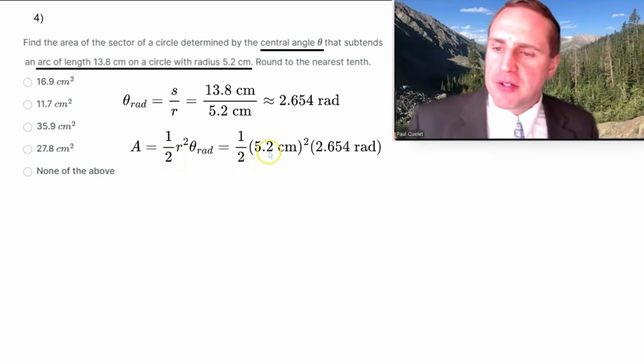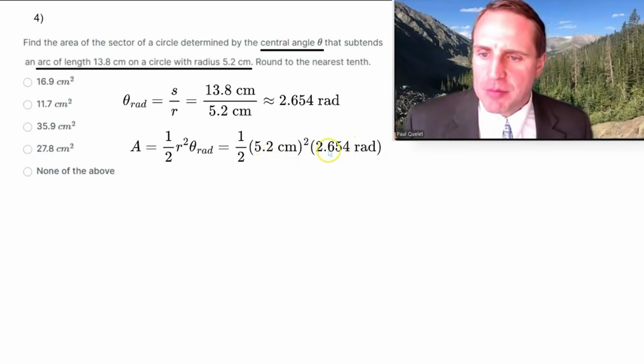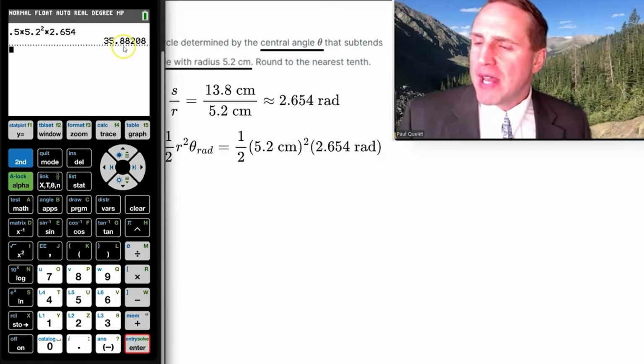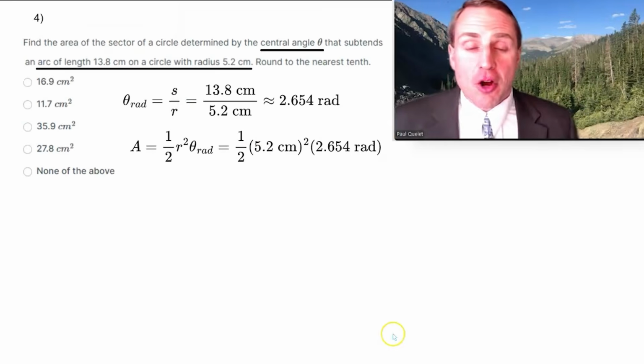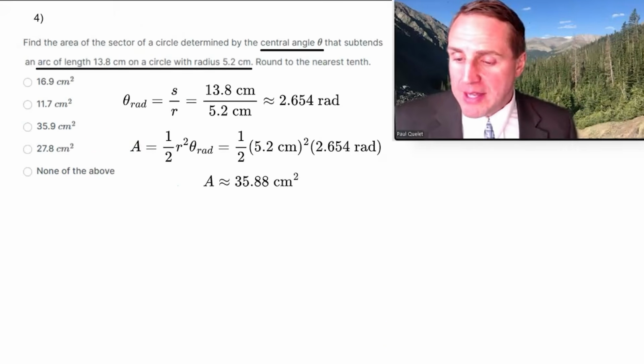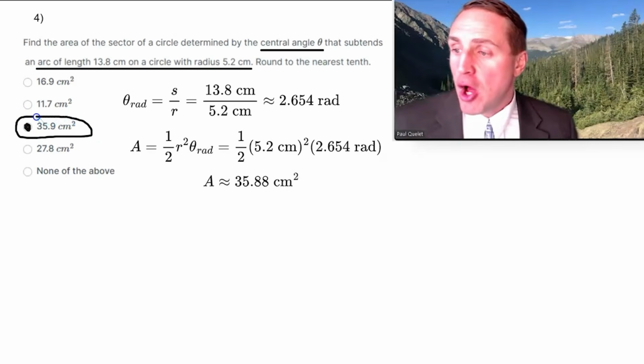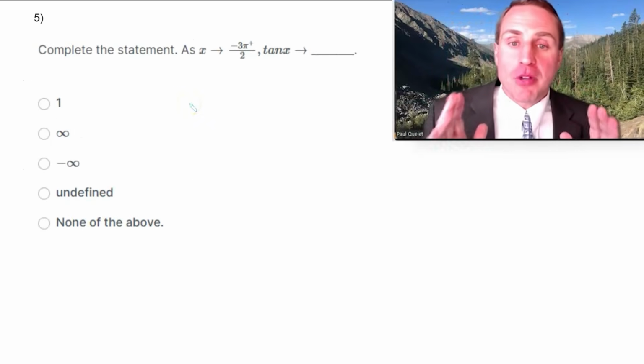Okay, so 1/2 times 5.2 centimeters squared times 2.654 radians. So we're going to get about 35.88 or so square centimeters. Okay, so that's our approximate area rounded to 1 decimal place. That is the nearest tenth. We're going to have about 35.9 square centimeters for the correct answer. Hope that makes sense. Let's move on. Let's look at this problem, number 5.